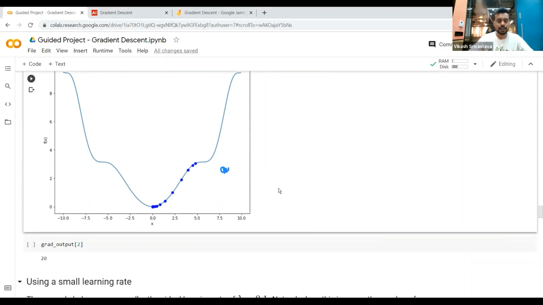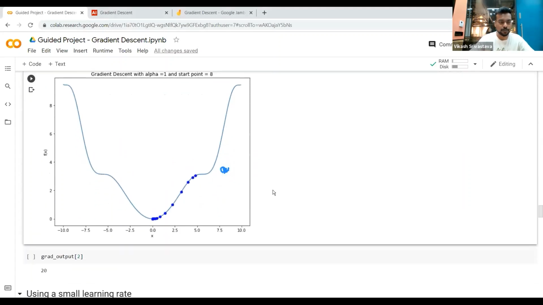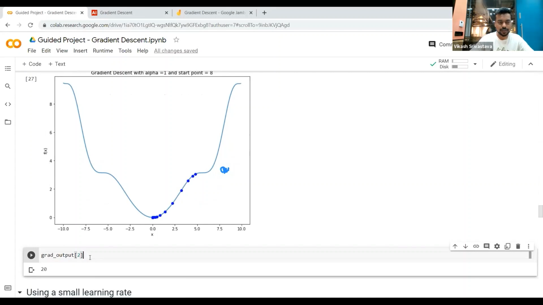Now we can actually print the grad output. Grad output 2 gives you the number of iterations. So we took around 20 iterations to converge to the minimum value of this particular function. I'll just delete this particular thing.